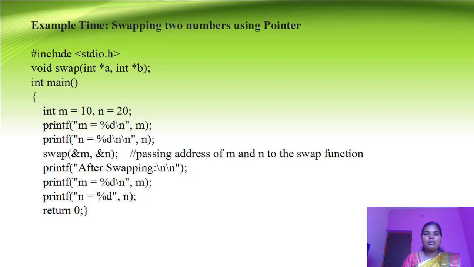Next, if I call the function swap(&m, &n), here I am passing the address of m and n to the swap function. So here m and n are the arguments to the function called swap. So if I print the value after swapping, then printf("m is equal to %d, n is equal to %d", m, n), then return 0. So this is the main function.